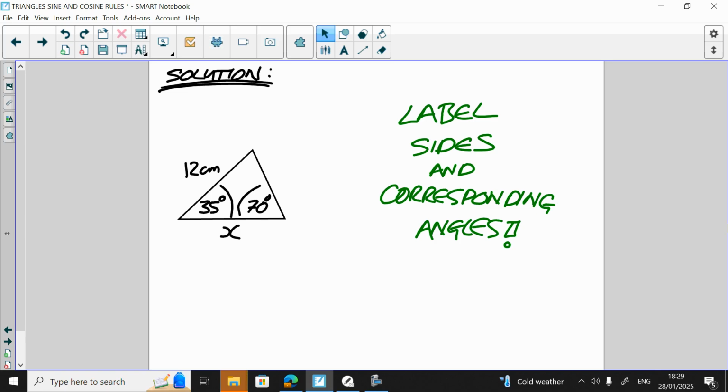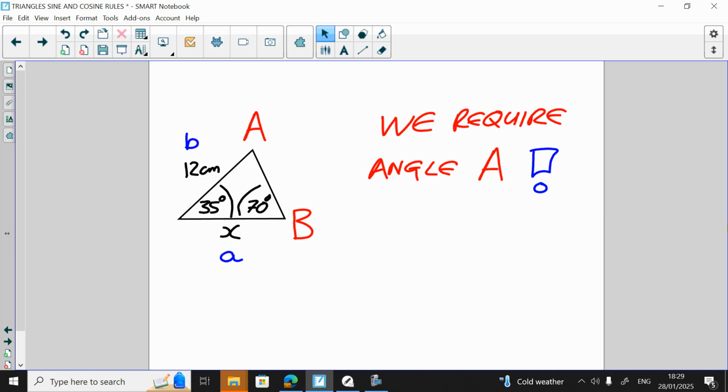Okay. If you think you have to label the sides and corresponding angles, then do so. That's what we're looking for. A corresponding angle up there we don't have, but I'm sure we can find it. The other side we have a corresponding angle, which is B. We have that, that's fine. Let's tie these up.